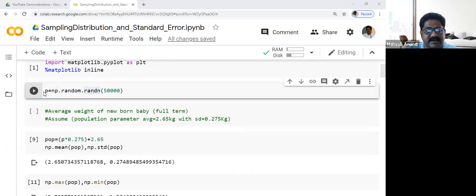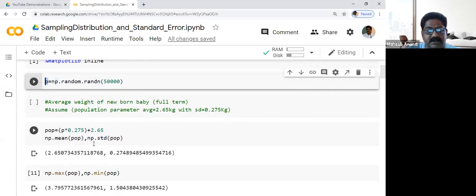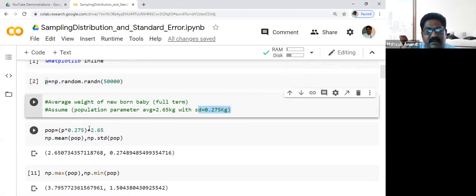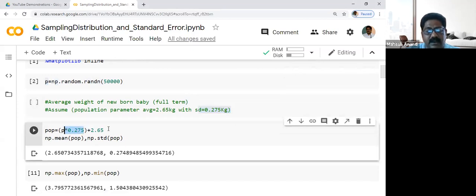I store the result in the p variable as the population in standard normal, unitless, of course. Now I multiply with the standard deviation. 0.275 is the standard deviation we just assumed, and 2.65 is the mean value, in kilograms.